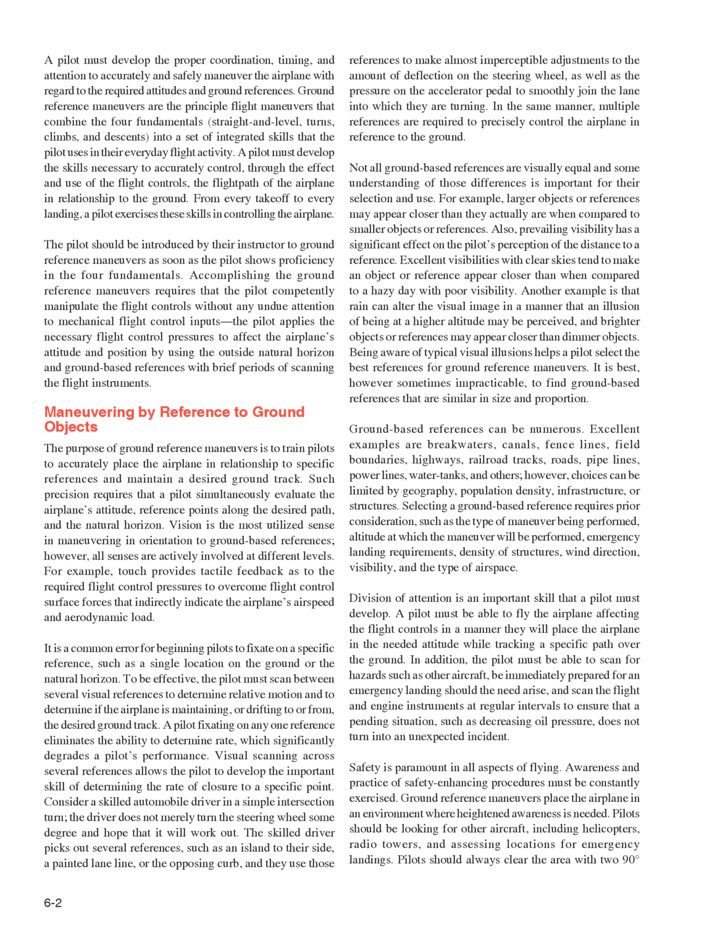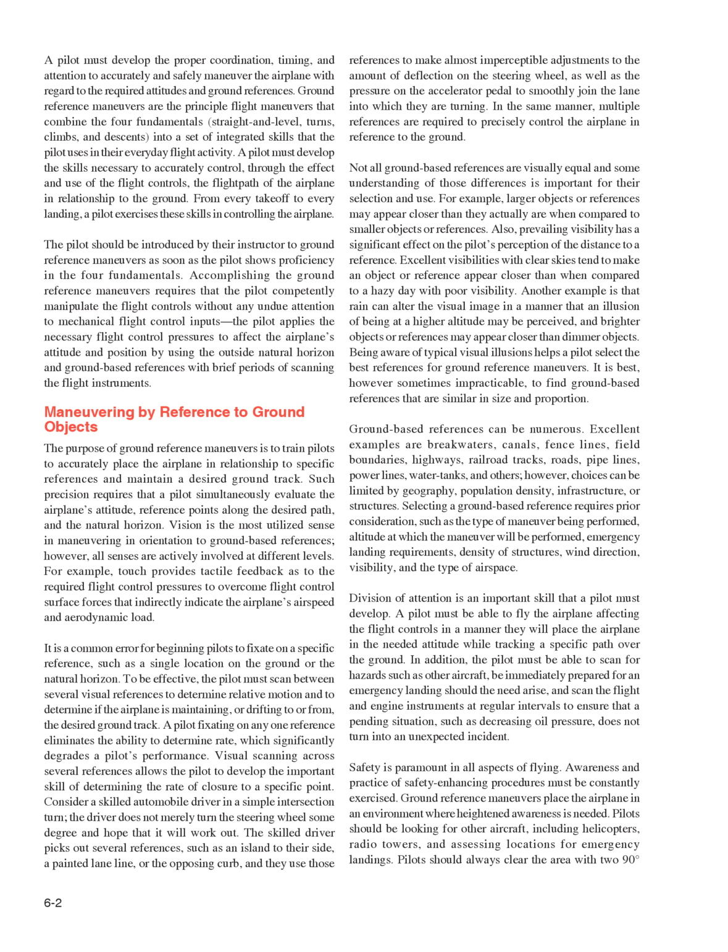Maneuvering by reference to ground objects. The purpose of ground reference maneuvers is to train pilots to accurately place the airplane in relationship to specific references and maintain a desired ground track. Such precision requires that a pilot simultaneously evaluate the airplane's attitude, reference points along the desired path, and the natural horizon. Vision is the most utilized sense in maneuvering in orientation to ground-based references. However, all senses are actively involved at different levels.